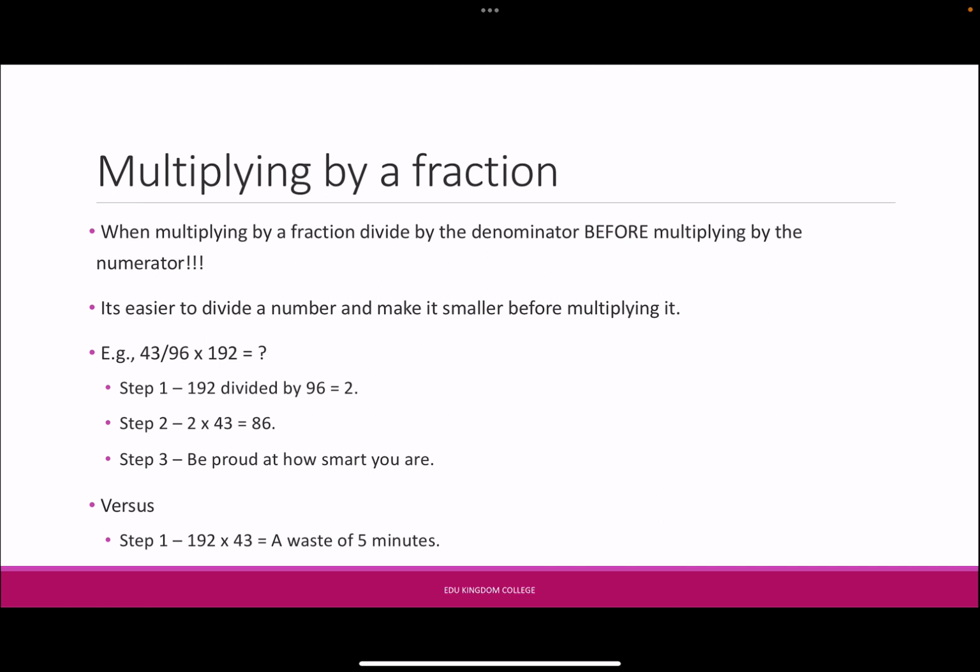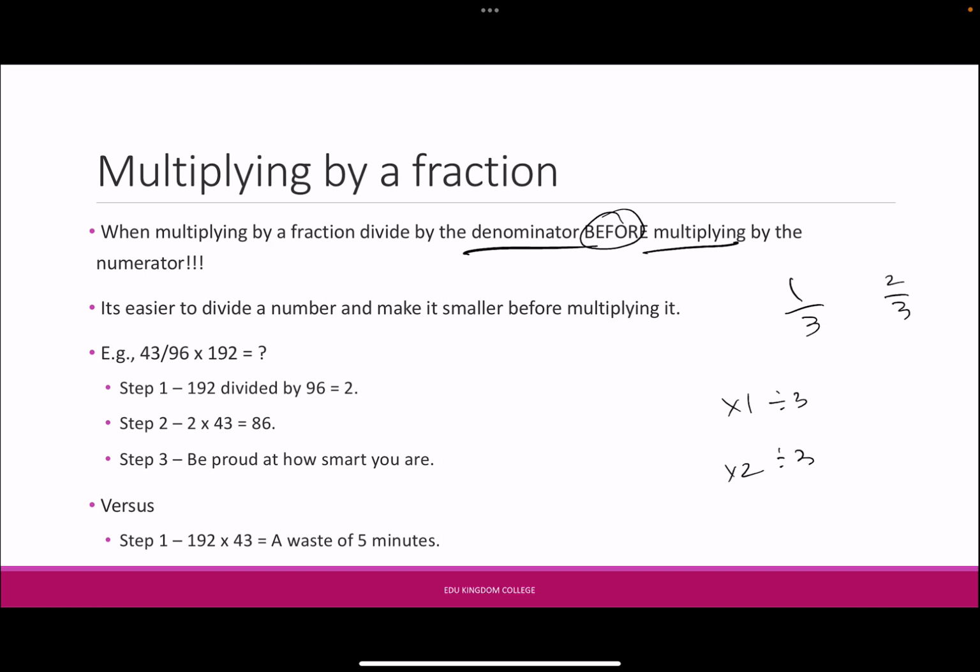So today we'll just be looking at how we multiply by a fraction, or a good tip when we multiply by fractions to save some time. When we multiply by a fraction, we always want to divide by the denominator if possible before we multiply by the numerator. A fraction is basically putting two operators together, a times and a divide. So if we have 1 over 3, it's the same as saying times 1 divided by 3. Or if we have 2 over 3, the same as doing times 2 divided by 3.